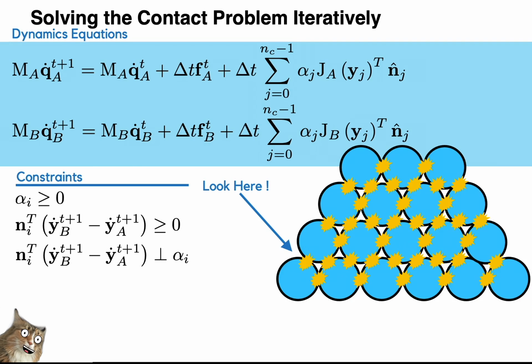For each contact, we only need to think about the dynamics of two objects, A and B, involved in the collision, and the contact constraints for that ith contact. To do this, we are going to need to make some modifications to our dynamics equations. Now, warning, lots of linear algebra to follow, so if you are feeling a bit sleepy, perhaps time for a small nap before you continue.